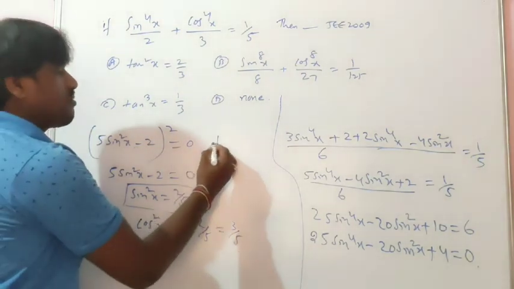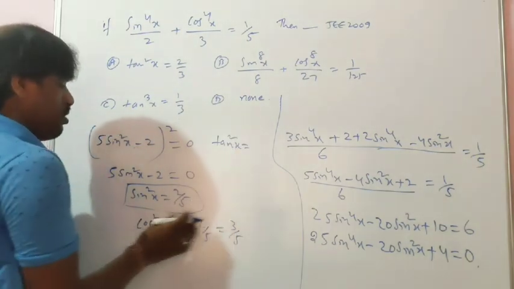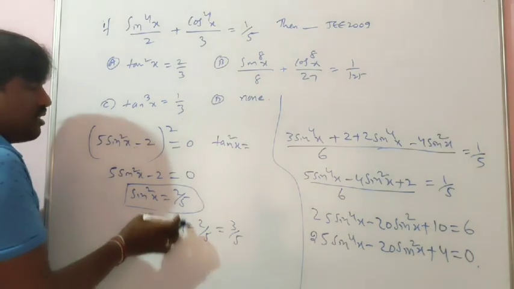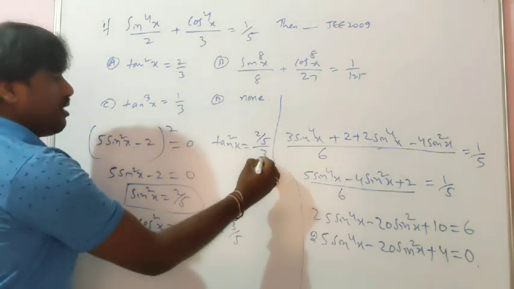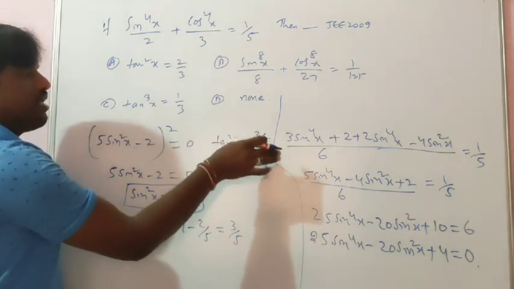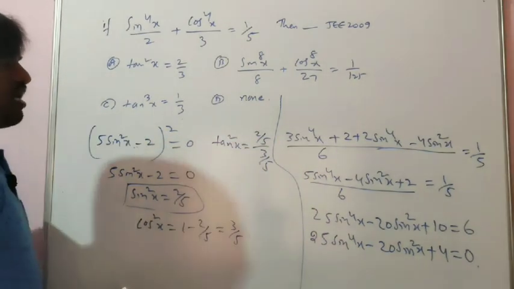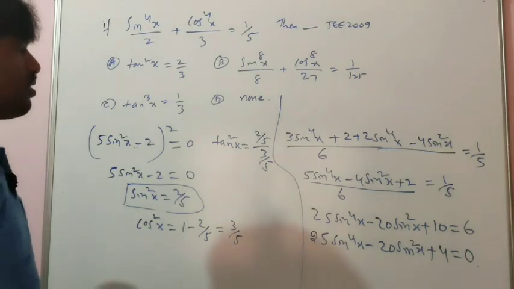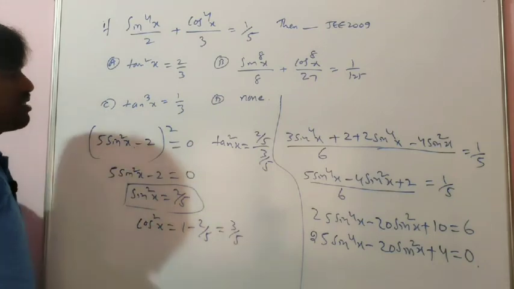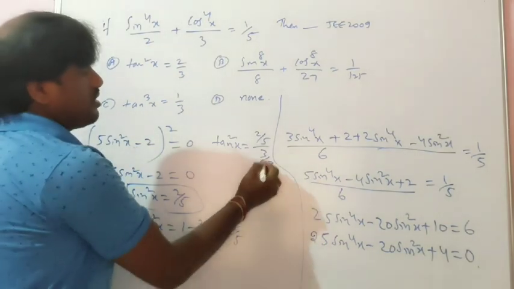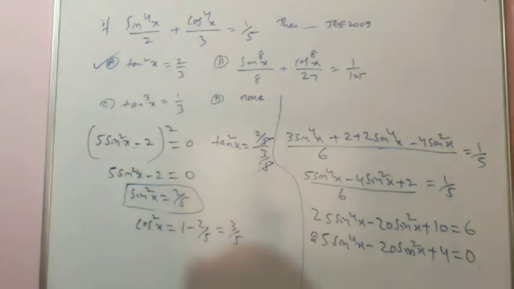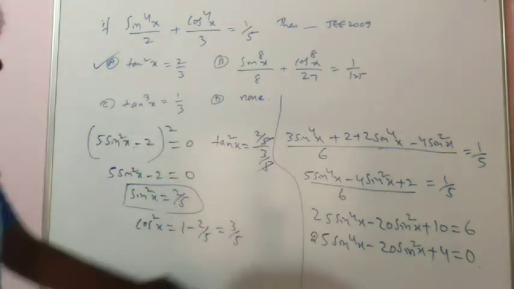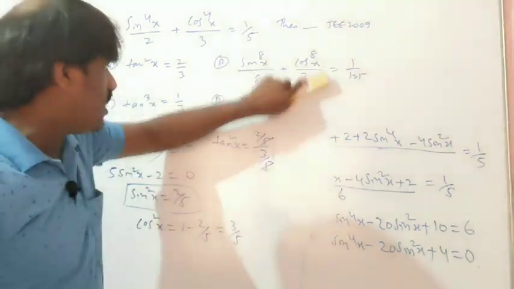Then what is tan square x? Tan square x is equal to sin square x by cos square x, that is 2 by 5 divided by 3 by 5. The 5 gets cancelled, and we get tan square x is equal to 2 by 3. Hope you understand. Option A is the right answer. Still, we can see whether option B is right or wrong.